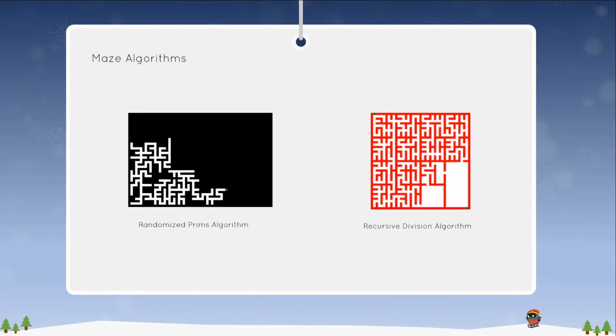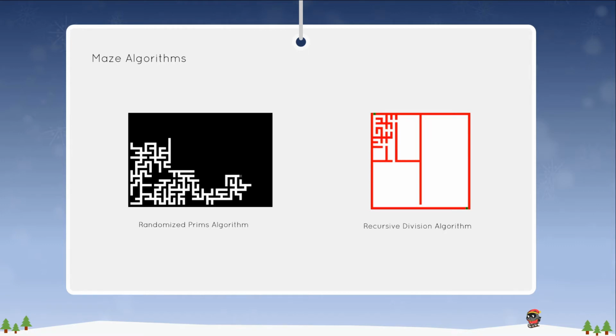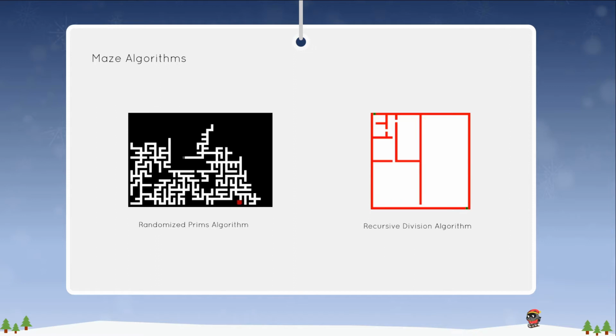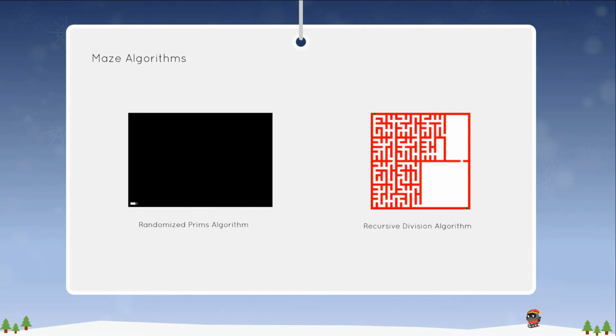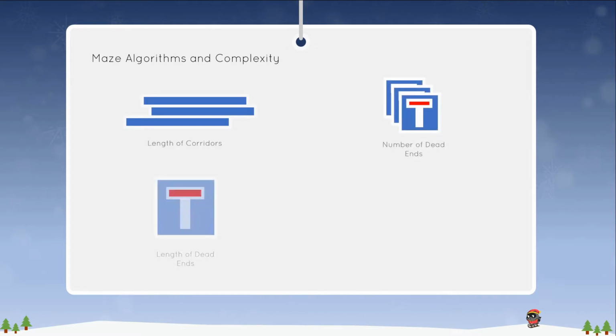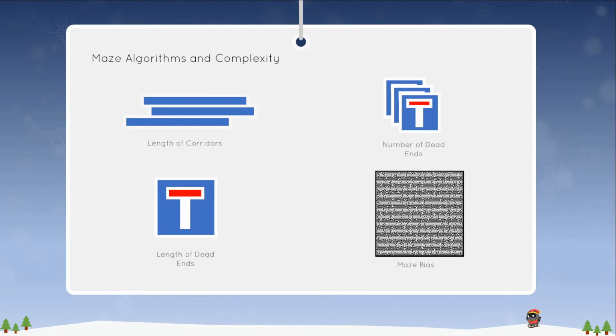We can see here on the left hand side we've got a randomized Prim's algorithm. On the right we have a recursive division algorithm. We don't need to go into the detail of these at this point, but you can quickly see that they generate two very different maze structures. And between all of the maze algorithms there are differences. Different lengths in the corridors, different numbers of dead ends, different lengths of those dead ends. And many of the maze algorithms will also have biases. For example, this one here has a horizontal bias, so you can see that most of the corridors are along a horizontal axis.